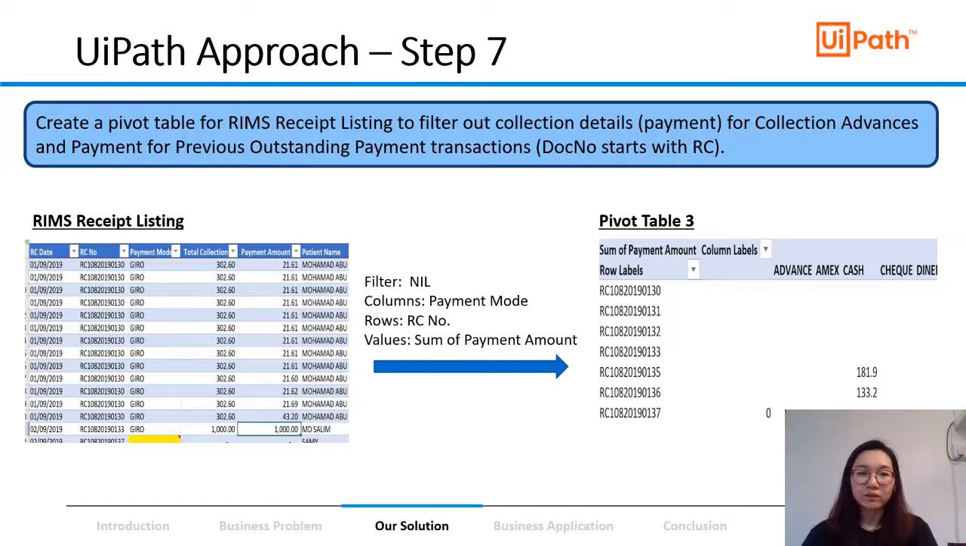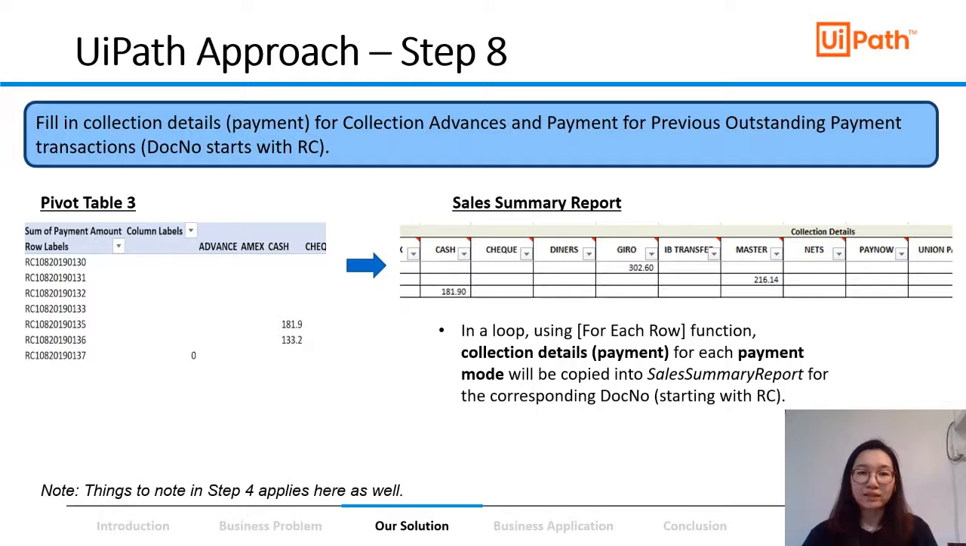Next, for step 7, we will create a pivot table for RIMS receipt listing to filter out collection details for collection advances and payment for previous outstanding payment transactions. So these are document numbers that starts with RC. The difference between pivot table 3 and pivot table 2 is that the rows is now RC numbers instead of document numbers. Then we will fill in the collection details for collection advances and payment for previous outstanding payment transactions. So similarly in a loop, we will use the for each row function, and the collection details for the payment mode will be copied for the corresponding RC numbers. Similarly, the things to note in step 4 applies for step 8.